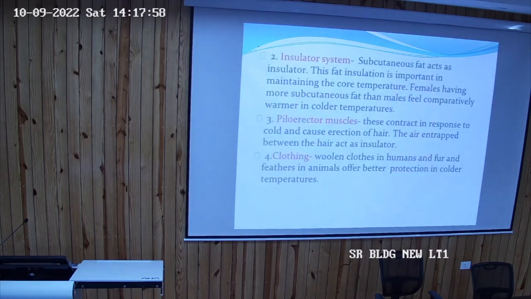The insulator system. What are the different insulator systems present in the human body? The most unstable thermoregulatory mechanism is seen in newborns, infants and old age. What happens in newborns and infants? They have a layer of brown fat. The mechanism that takes place in brown fat is an uncoupled phosphorylation reaction. There is no net formation of ATP, but heat is formed. Subcutaneous fat acts as an insulator. Insulation is important in maintaining the core temperature.